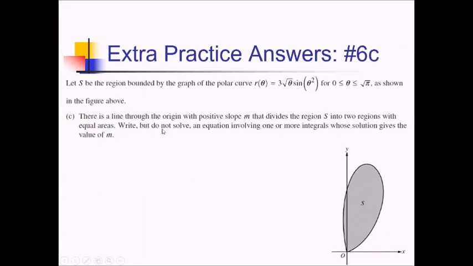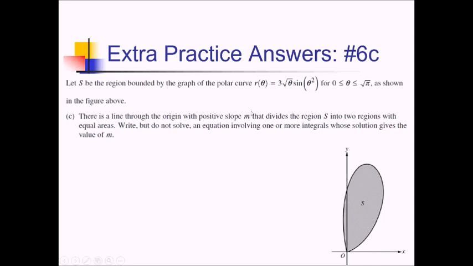For this problem, they're telling us there's a line through the origin with a positive slope m that divides S into 2 regions of equal areas. They want us to write, but not solve, an equation with one or more integrals whose solution gives the value of m. So basically, we have this line, with a slope of m, cutting this into 2 equal areas. So the equation that I would set up would probably have these 2 different areas expressed, and there's going to be an m in there somehow.